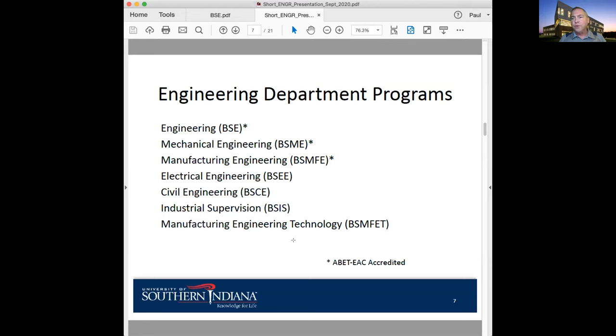They're both geared toward preparing students for careers in manufacturing as supervisors, where the industrial supervision has more of a business side to it, and the manufacturing engineering technology has more of a technology side to it.